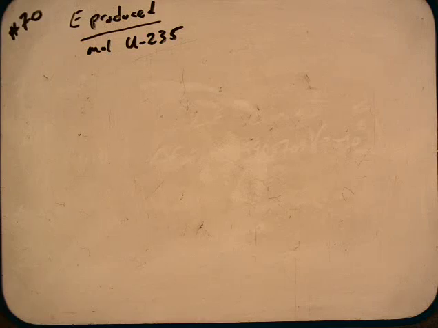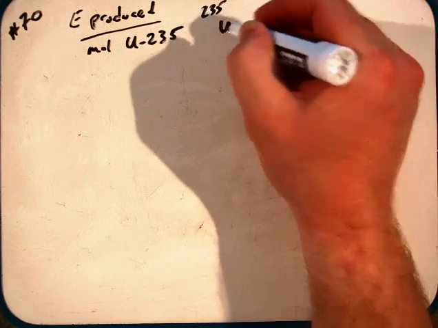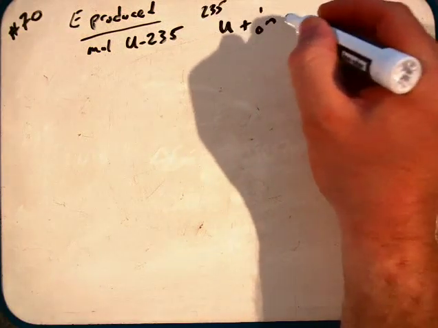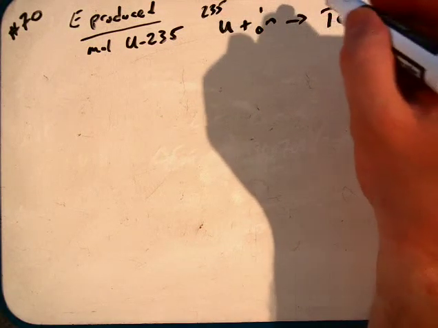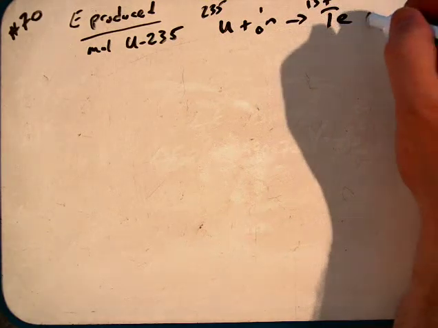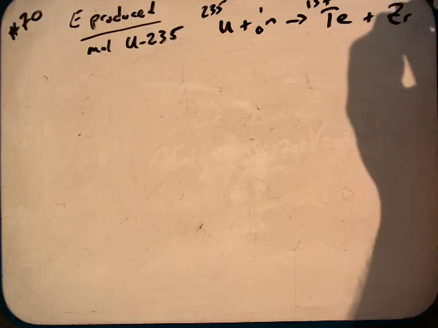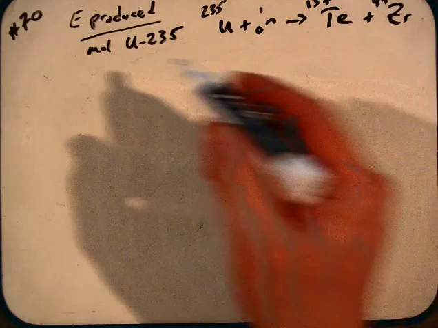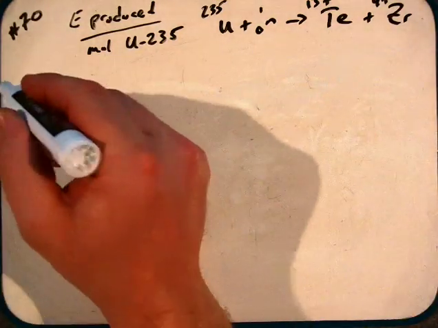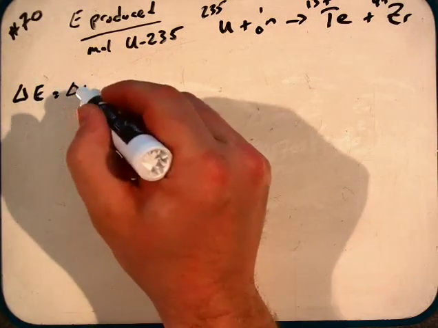And so if we look at what's happening here, we really have uranium-235 plus a neutron then turning into tellurium-137 and zirconium-97. And so we're trying to figure out the energy produced upon this reaction, and that is really a change in mass or a binding energy.